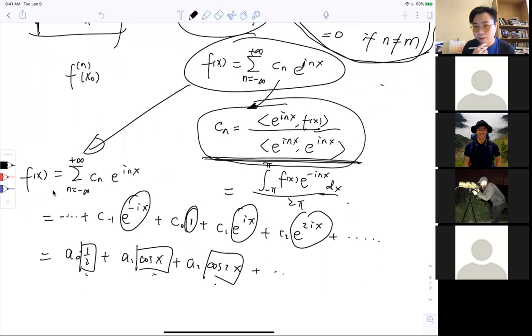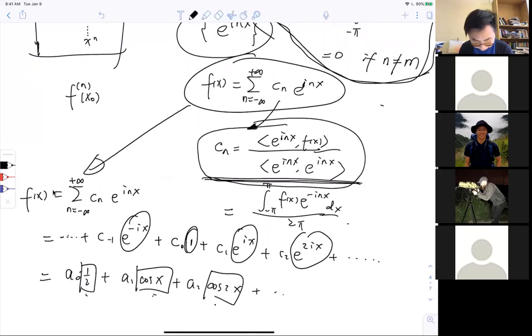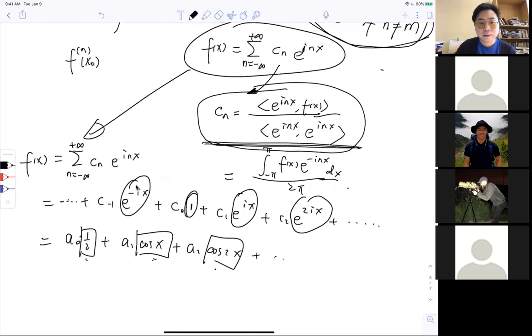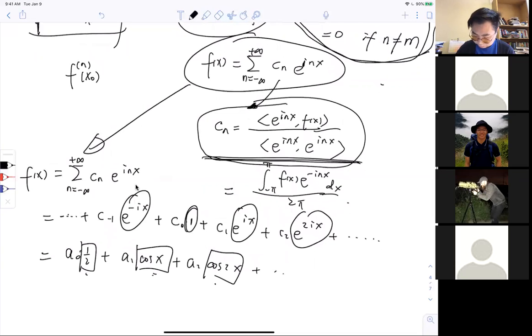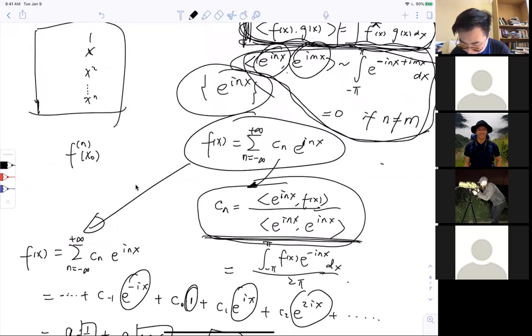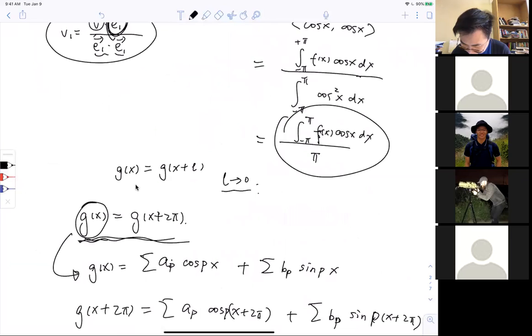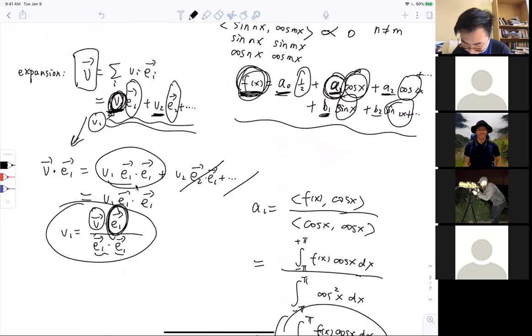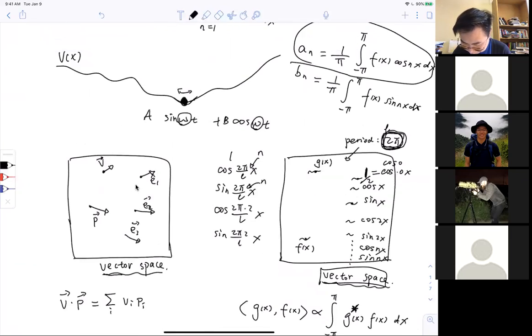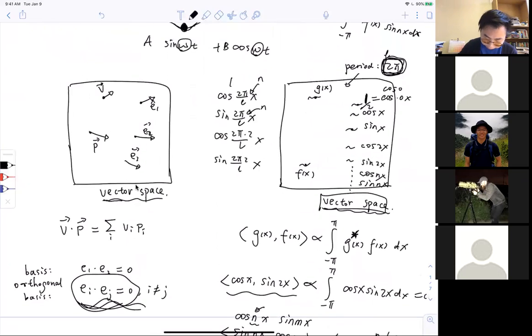Okay, yeah, I see. I understand. Thank you. That's the statement that I want to make. Yeah. Okay. So I hope this helps you to understand this kind of expansion by relating this to this kind of vector space.